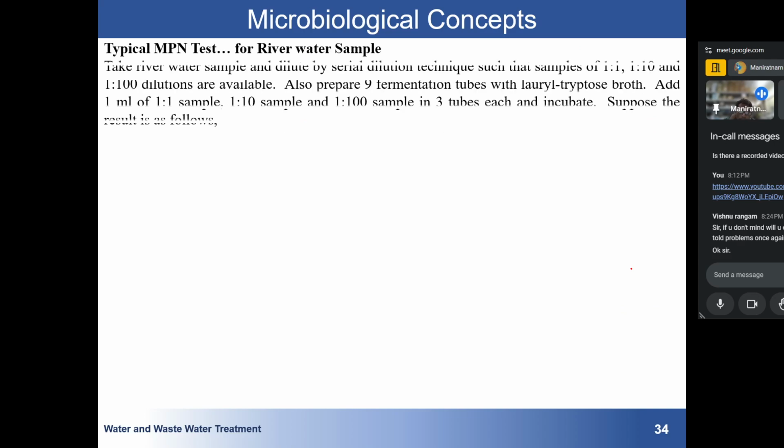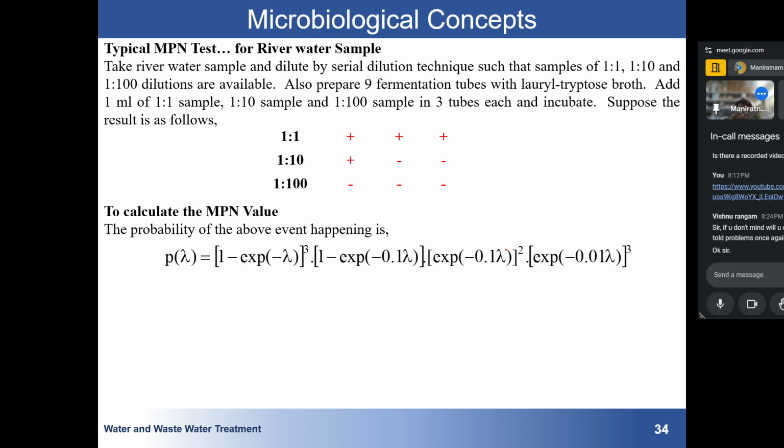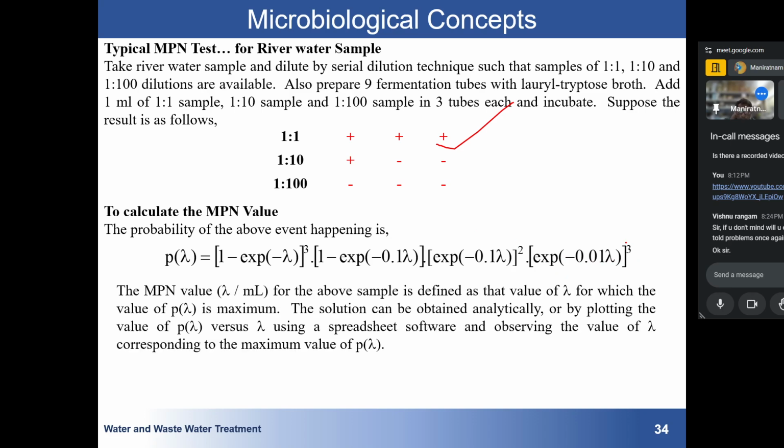For the first case, all three tubes are giving some pathogens, so the probability will be (1 minus e^(-lambda)), and as three tubes are there, this probability has been multiplied. Similarly, here only one is giving a positive result, that is why 1 minus e^(-lambda) with the volume multiplied. And for the two negative cases, e^(-0.01 lambda). Similarly for the 100 times dilution, simply e^(-0.001 lambda) to the power 3.